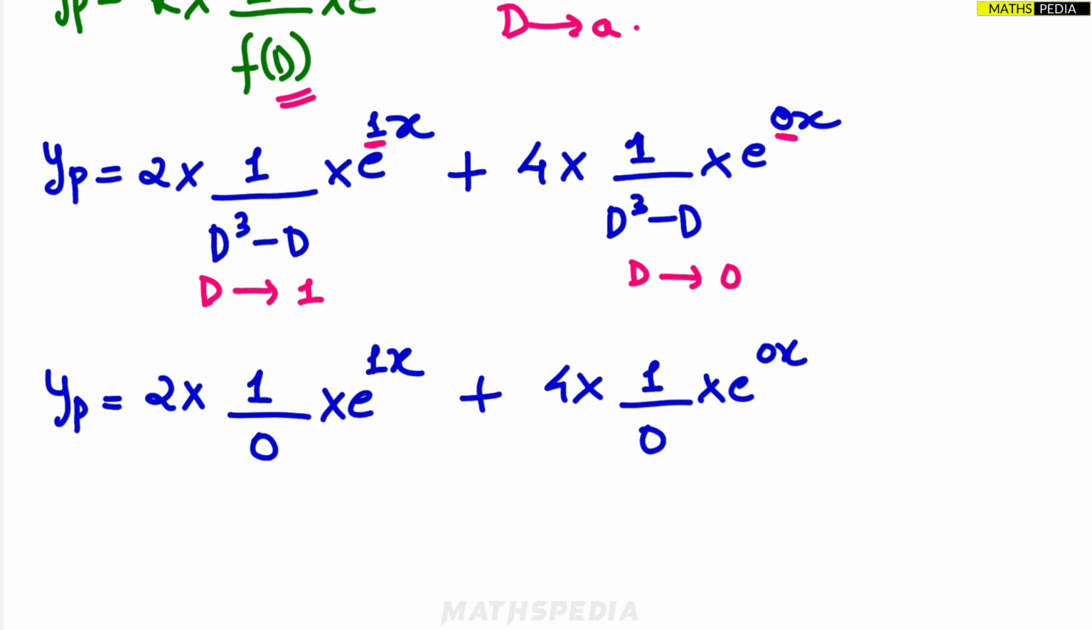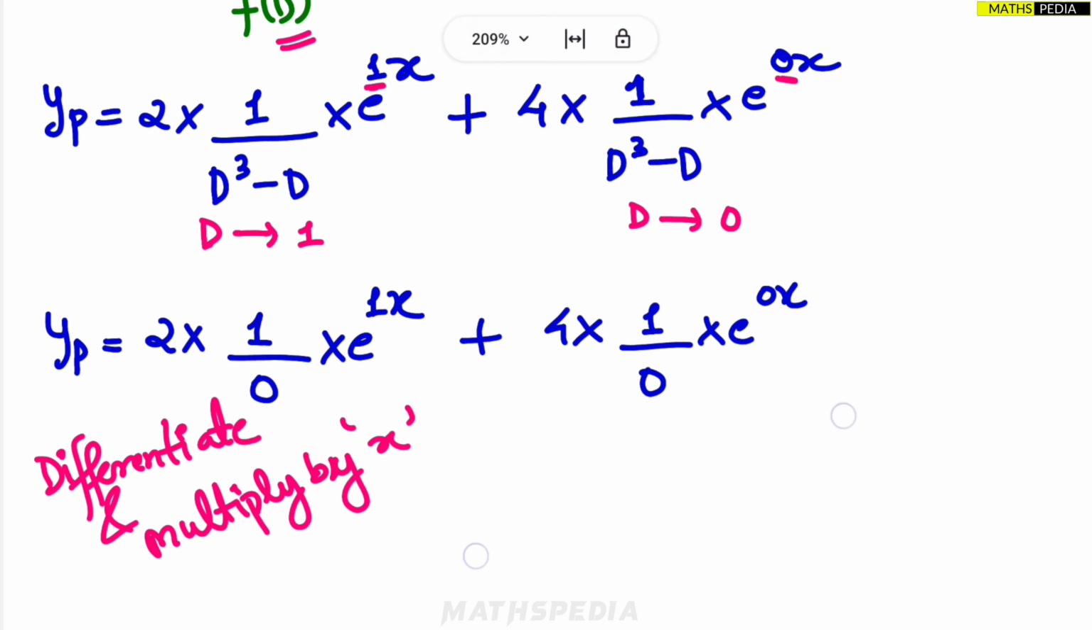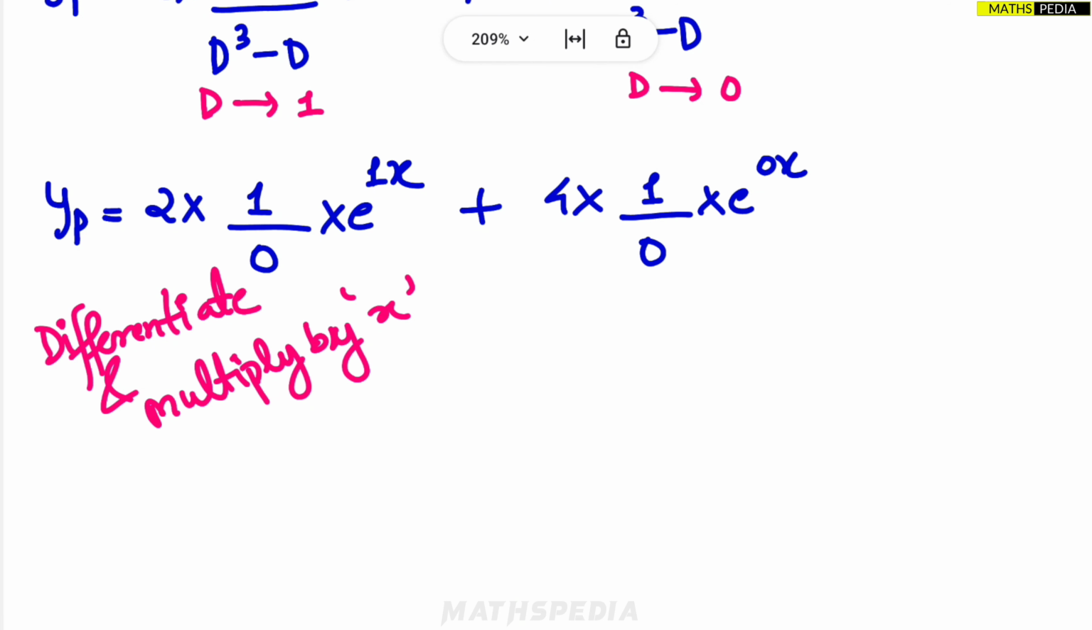So we have already discussed this type of problem. Since the denominator is 0 in both the cases, or in any one case also if it is 0, for that particular function we have to perform what differentiation. That means one more step can be added here. Differentiate and multiply by x. So this is the important step we are going to do.